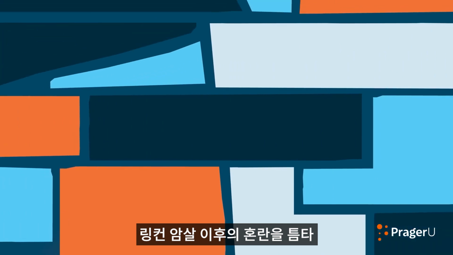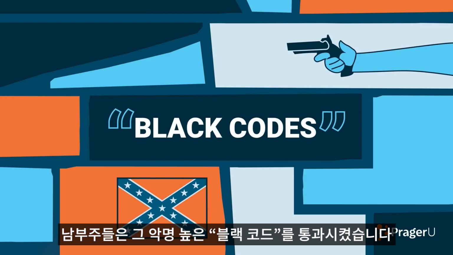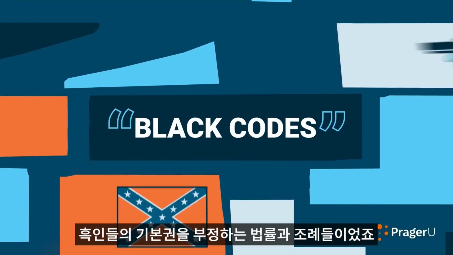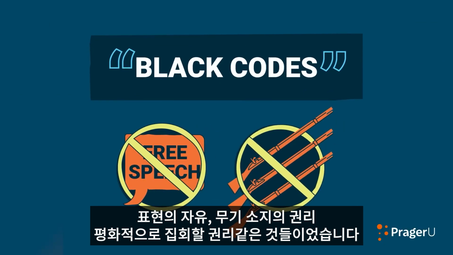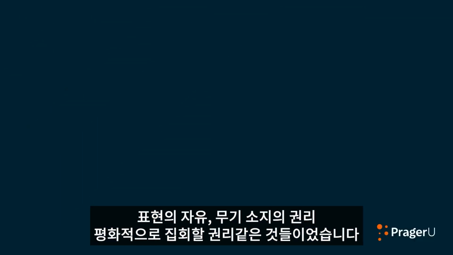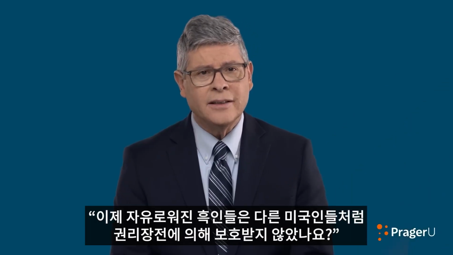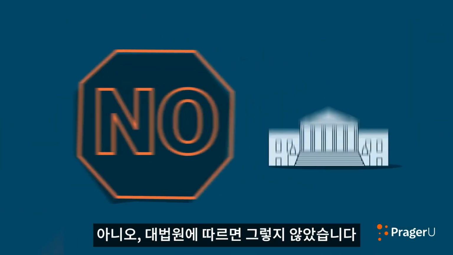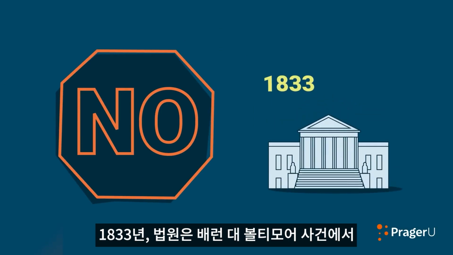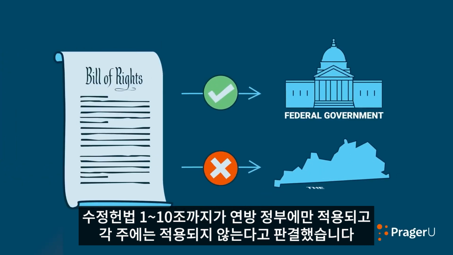Taking advantage of the chaos following Lincoln's assassination, the Southern states passed the infamous Black Codes, laws and local ordinances which denied blacks basic rights, such as free speech, the right to bear arms, and the right to peaceably assemble. You might well ask, weren't blacks, now that they were free, protected, like every other free American, by the Bill of Rights? No, not according to the Supreme Court. In 1833, the court had ruled in Barron v. Baltimore that the first 10 amendments applied only to the federal government and not to the states.